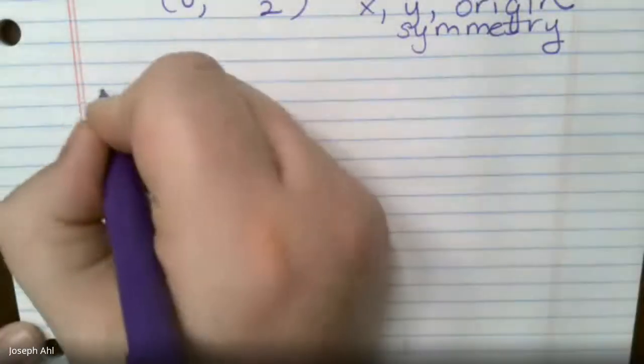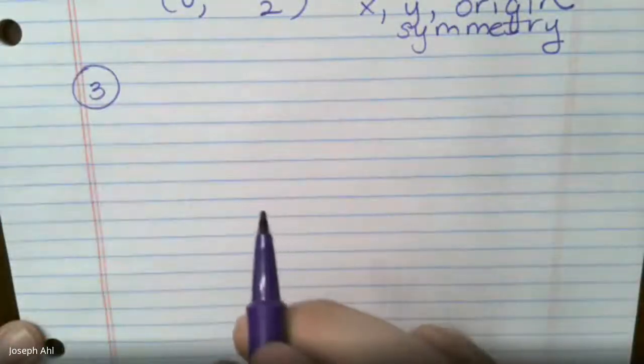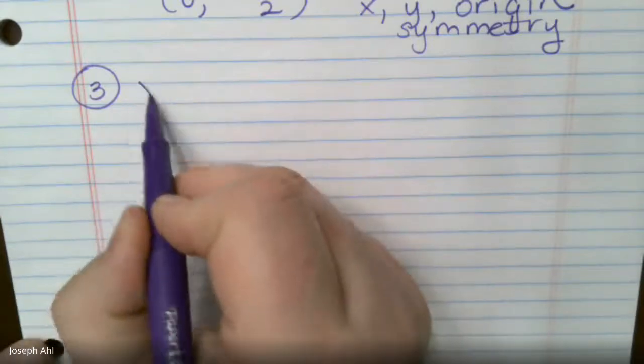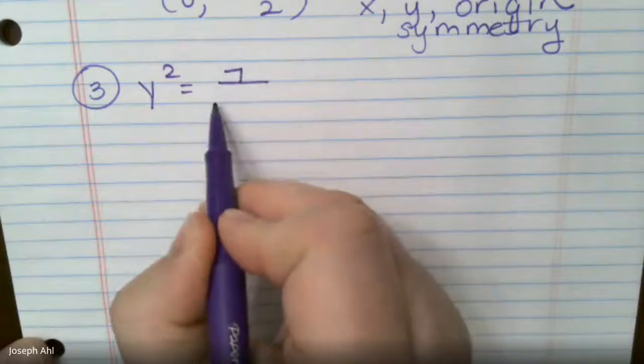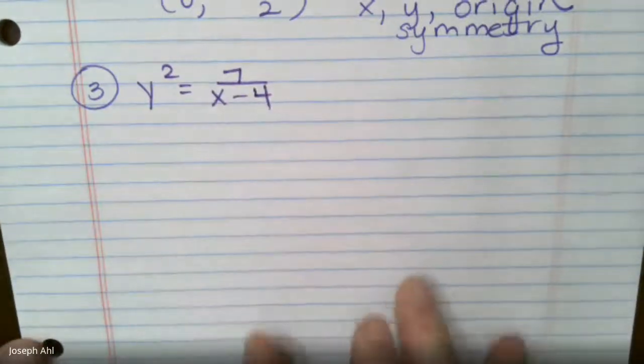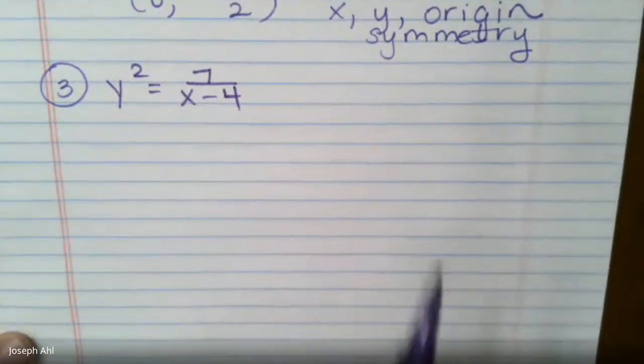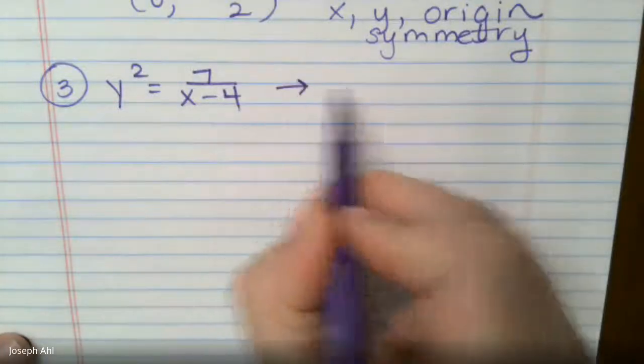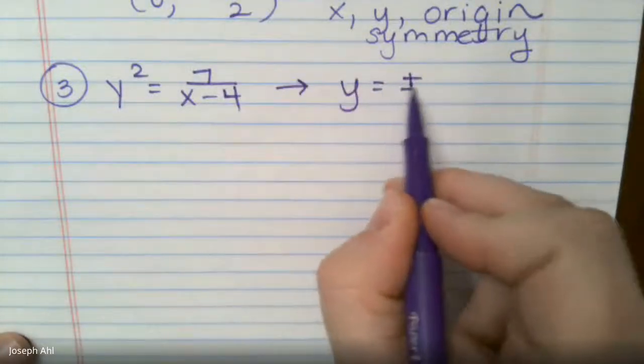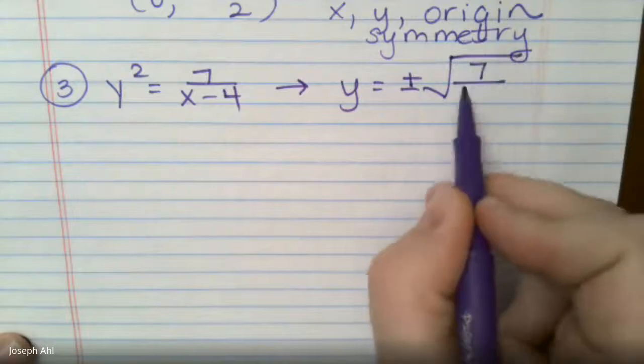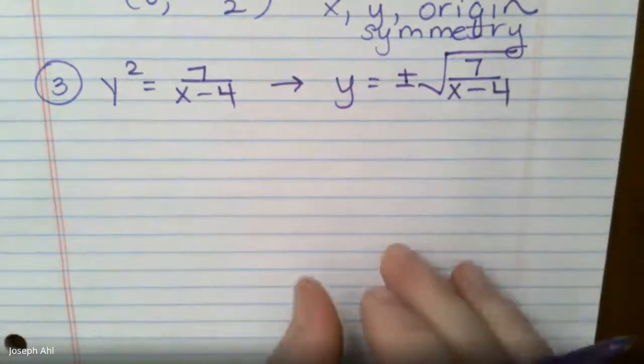But finally, let's take a look at one more example. Last example we're going to sketch, actually, will be a little bit faster even than this one here. y squared equals 7 over x minus 4. A little bit simpler for us. To get y alone in this example, make sure you just do plus or minus the square root of 7 over x minus 4. So that's the start.